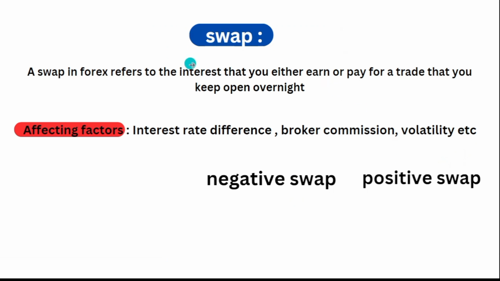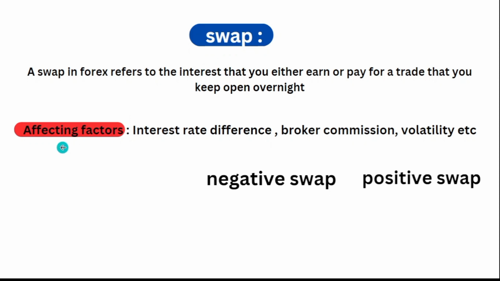So let's understand what is swap actually. Swap in forex refers to the difference in interest rate which is either earned or paid for that particular trade. If you hold that trade over the night, what happens? Whatever the interest difference is between the two currencies in one single pair, that you either pay or earn, that is called swap.